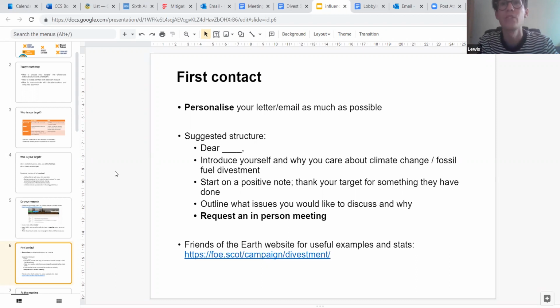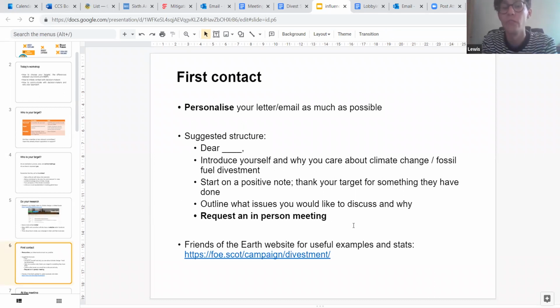So you want to demonstrate that you know what you're talking about, which might involve mentioning one key piece of information or statistic, which we'll come to a little bit later on, or just mapping out why fossil fuel divestment matters in the context of climate change, and why it would make a difference them pledging to support fossil fuel divestment, but keeping it as short as possible. And then you have your key ask, which is what we put in bold here.